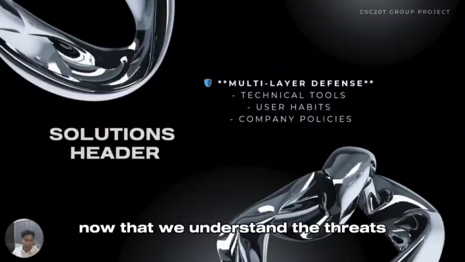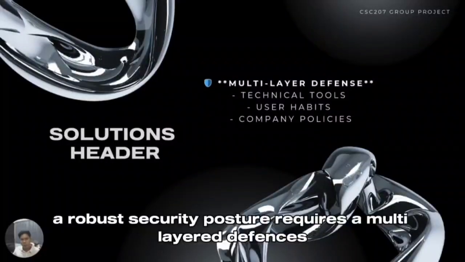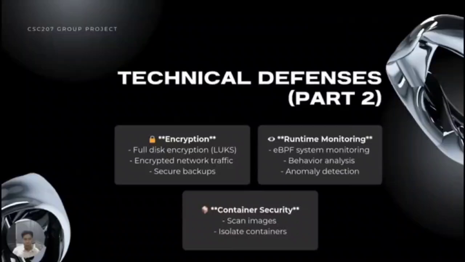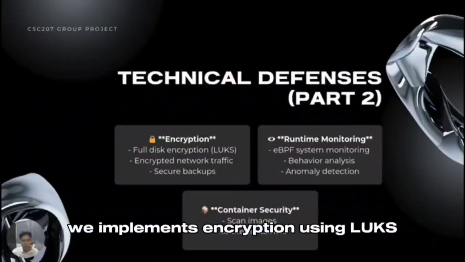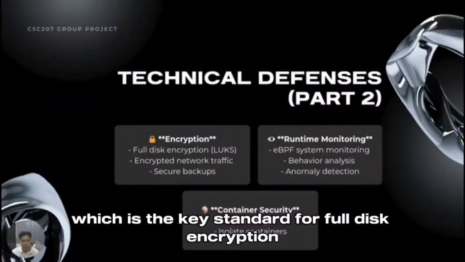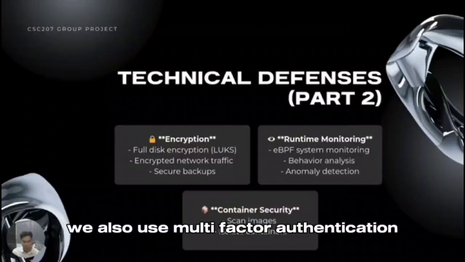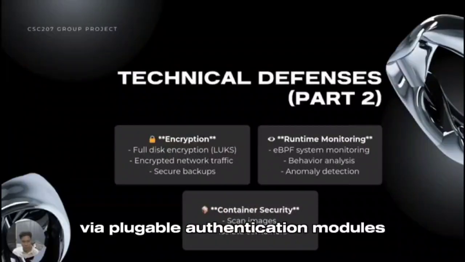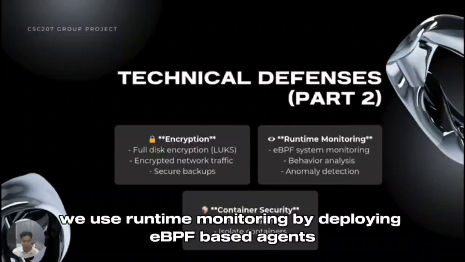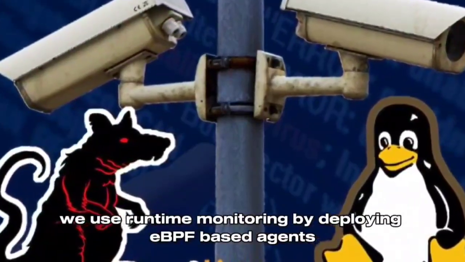Now that we understand the threats, how do you stop them? A robust security posture requires multi-layered defenses, which are technical tools, user habits, and company policies. Moving deeper into the system, we implement encryption using LUKS, the Linux Unified Key Setup, which is the key standard for full disk encryption. We also use multi-factor authentication via pluggable authentication modules, or PAM, to add a critical layer of identity verification. For modern environments, we use runtime monitoring by deploying eBPF-based agents.